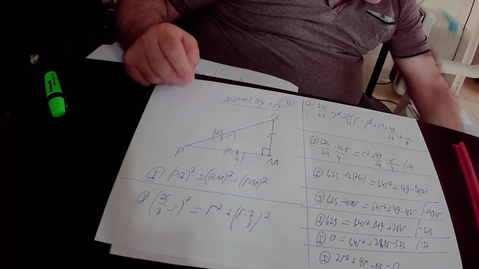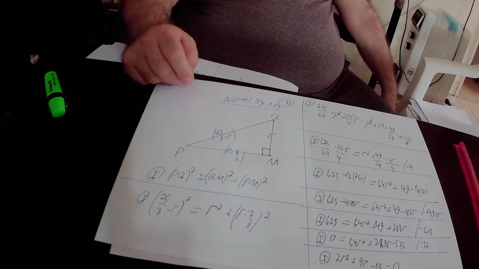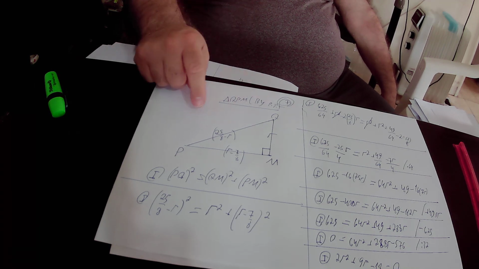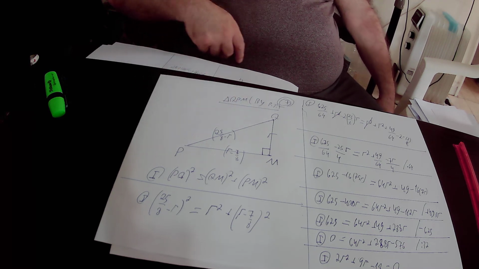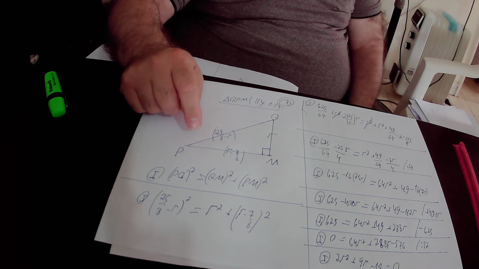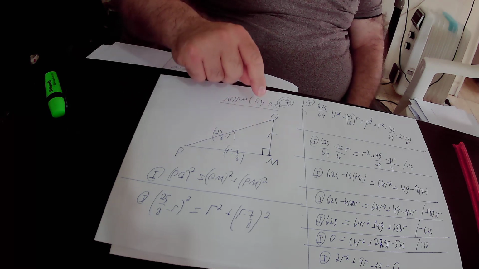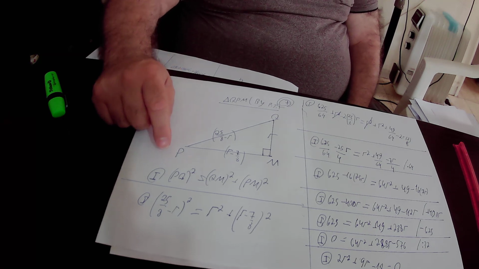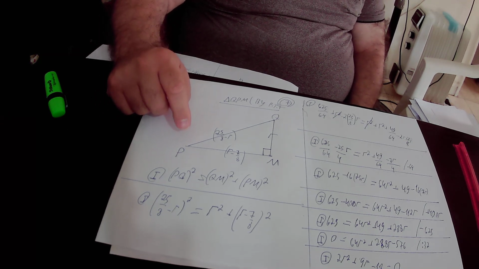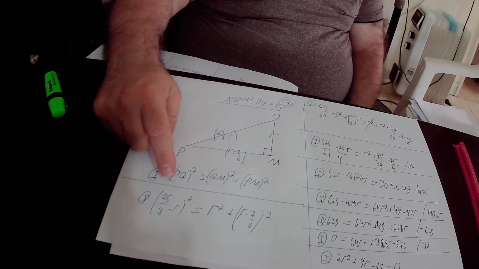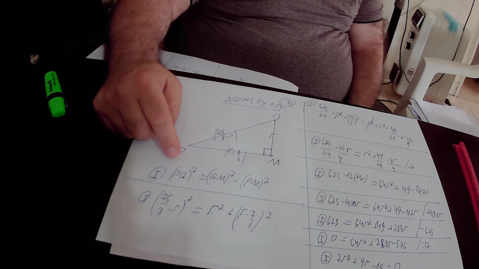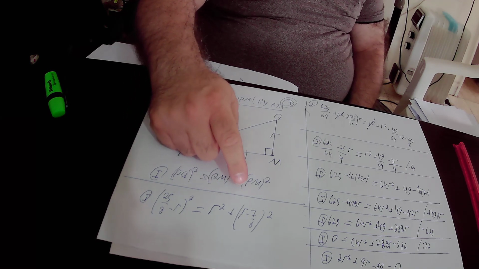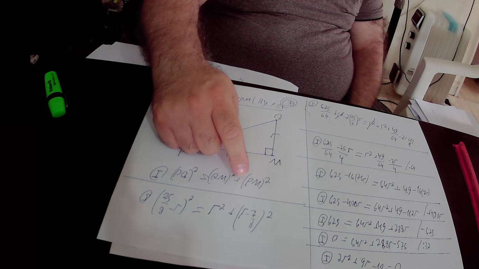According to the Pythagoras theorem, the square of the hypotenuse equals the sum of the squares of the perpendiculars. The hypotenuse is PQ, so the square of the hypotenuse is PQ square, and it is equal to the sum of the squares of the perpendiculars, that is to say QM square plus PM square. So PQ equals 25 over 8 minus R, so we substitute PQ by 25 over 8 minus R. If we square it, we will get PQ square. QM equals R, so QM square equals R square. PM equals R minus 7/8, so if we square it, we get PM square.